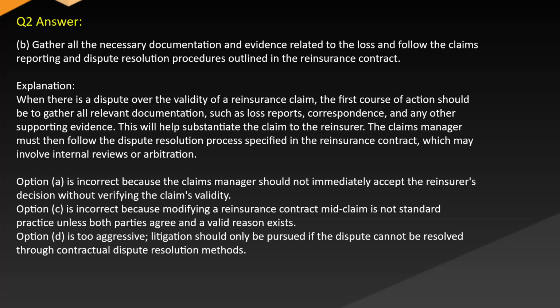Regarding the reinsurer, the claims manager must then follow the dispute resolution process specified in the reinsurance contract, which may involve internal reviews or arbitration. Option A is incorrect because the claims manager should not immediately accept the reinsurer's decision without verifying the claim's validity. Option C is incorrect because modifying a reinsurance contract mid-claim is not standard practice unless both parties agree and a valid reason exists. Option D is too aggressive. Litigation should only be pursued if the dispute cannot be resolved through contractual dispute resolution methods.